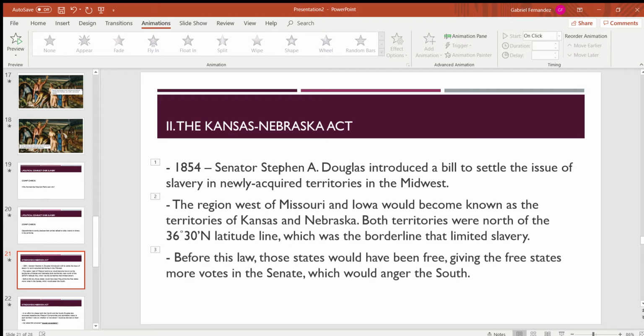Before we continue, I want to talk a little bit about Douglas now that we've talked about him twice, both in terms of the Compromise of 1850 and now settling slavery in the Midwest, just to give you an idea of the kind of person that Douglas was. Here's a little bit of information about him. This is actually going to include an excerpt of one of his speeches.